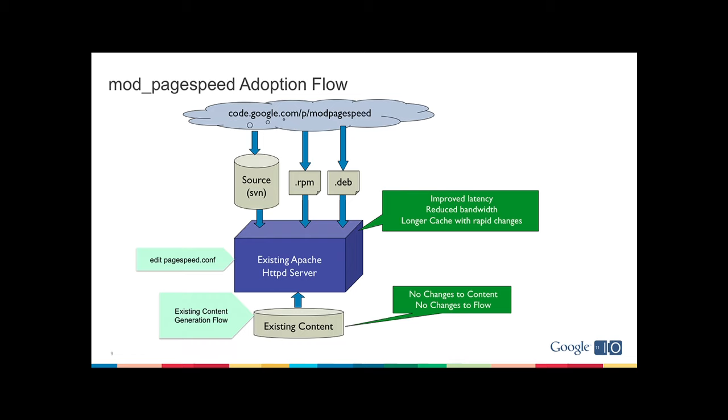So how do you bring mod PageSpeed into your web serving flow? You have an existing Apache HTTP server. You can download from code.google.com our source code and compile it, or we have pre-built binaries for CentOS and Debian and Ubuntu. And so you pretty much download into the Apache server, and now you don't have to change your content. You don't have to change your content generation flow. You may want to tweak some of the settings in pagespeed.conf.